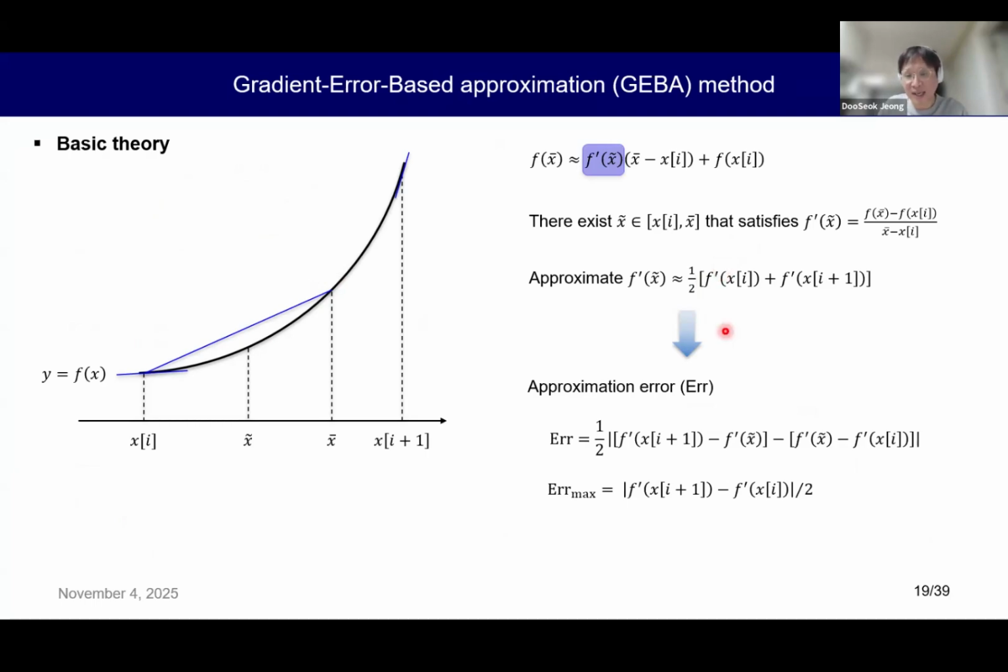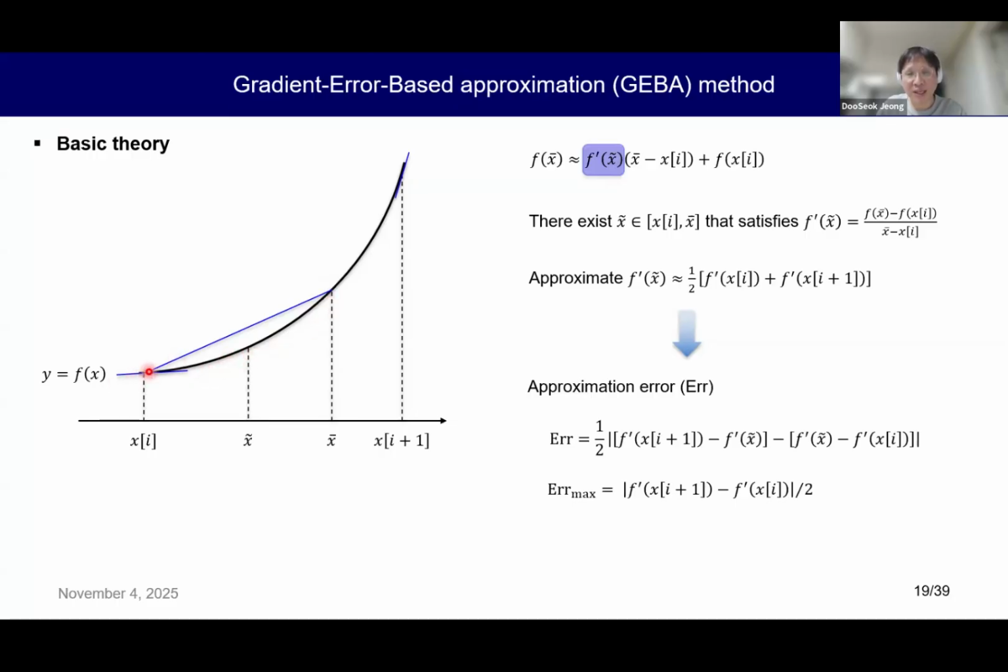So the idea is that you have the gradient value, which is f prime at x tilde. Let's say this is x bar, which is the x value. We want to calculate this function value at this point, right? But like I told you, we use the gradient. Let's say we define the gradient value at, let's say here, right?